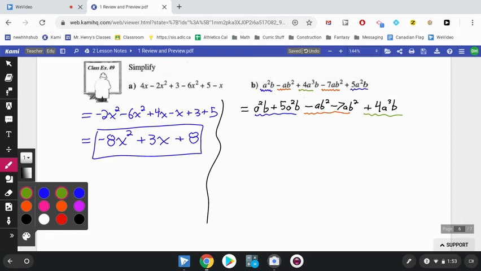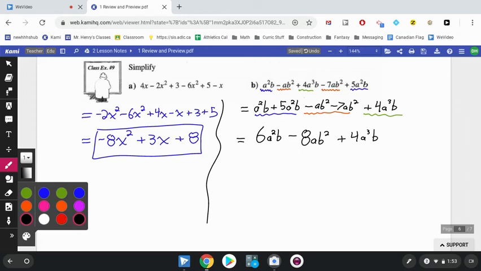A squared b plus 5a squared b minus ab squared minus 7ab squared plus 4a cubed b. I have my terms. They are all copied down, but now they're in a more convenient order for me to say you have 1a squared b plus 5a squared b's. That means you have 6 of those a squared b's. Minus an ab squared minus 7ab squared. I lost 1 of something. I lost 7 more. Altogether, I lost 8 of that thing. And finally, the plus 4a cubed b. Nothing to combine, nothing to get bigger.